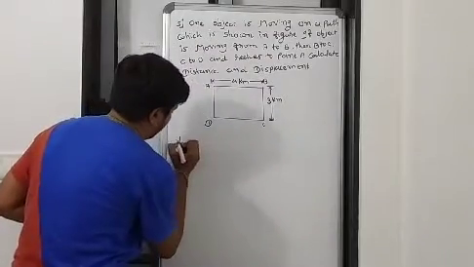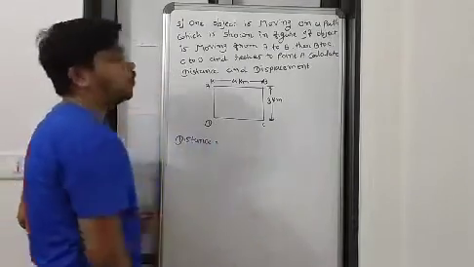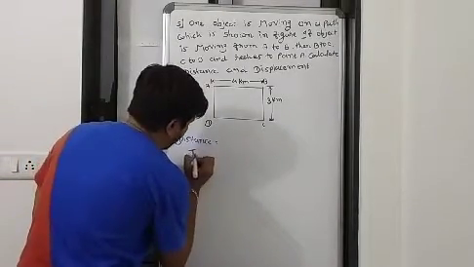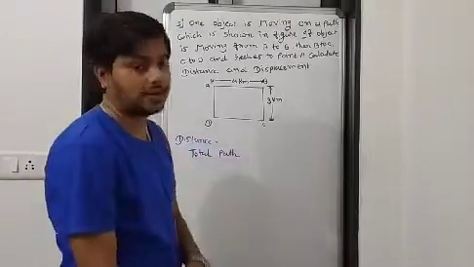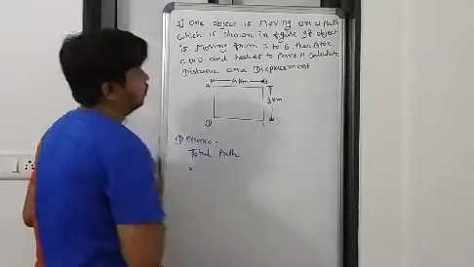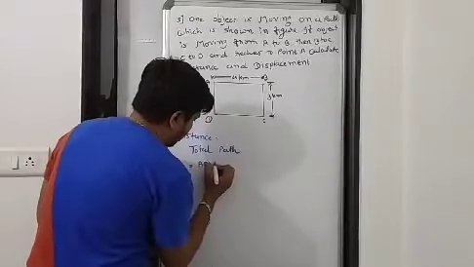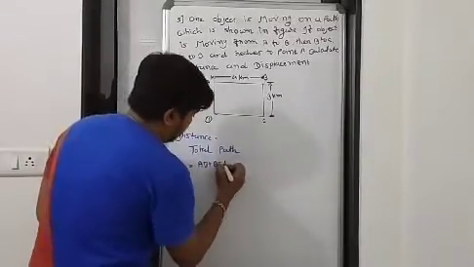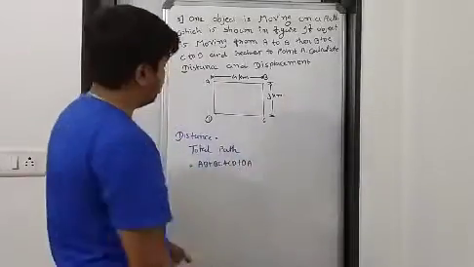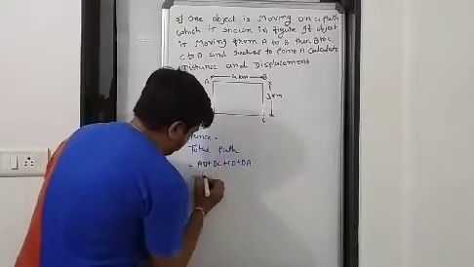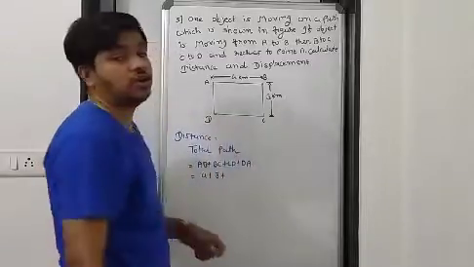Okay, now first of all, we are going to calculate the distance. Do you know what the distance is? It's the total path. So what is the path of that object? It's from A to B, so AB. B to C, so BC. C to D, so CD. And D to A, so DA. Now the value of AB is 4. The value of BC is 3. What is the value of CD?